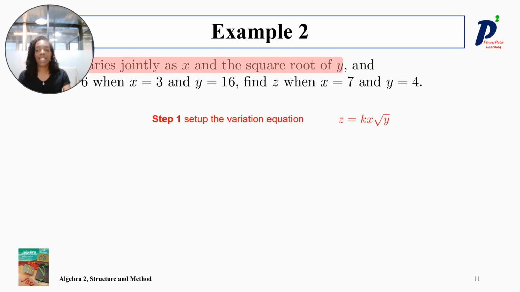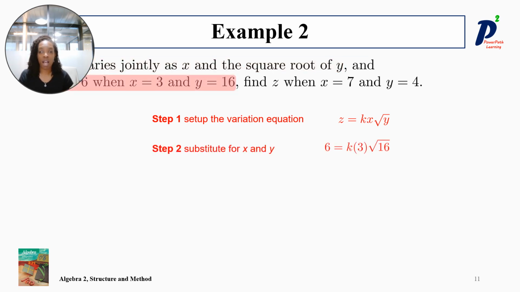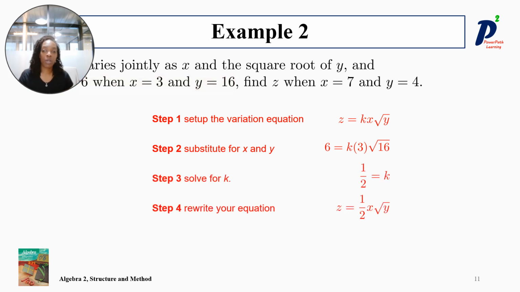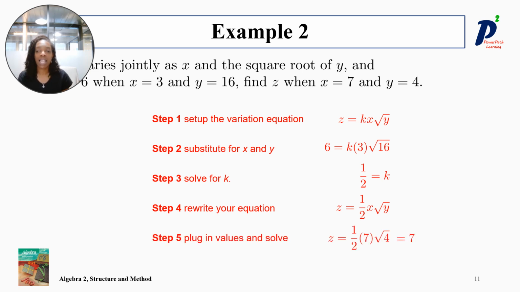It varies jointly as x and the square root of y, which is the same as the second example we just saw. Now I'm going to substitute for z, x, and y, and solve for k. Then I'm going to put that back into my original equation. And then finally, to find z, I'm going to plug in x equals 7 and y equals 4, and I get that z equals 7.